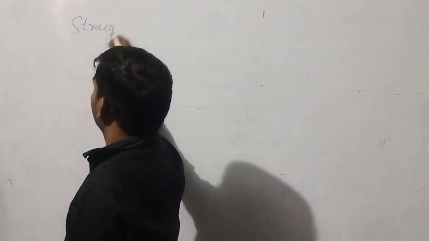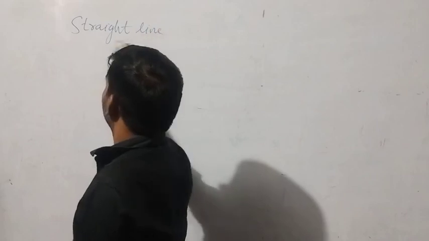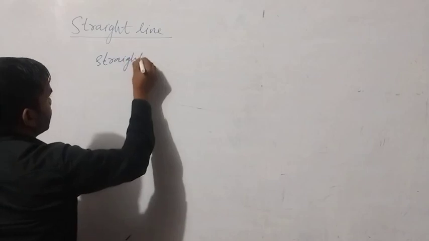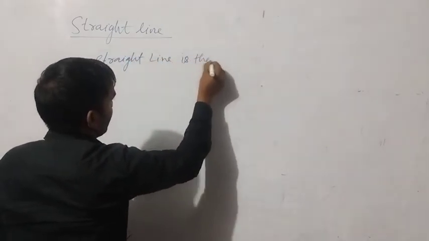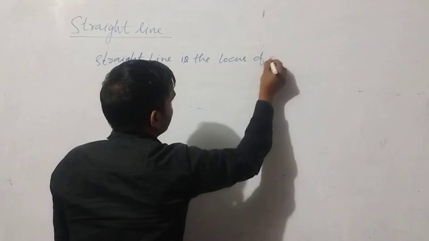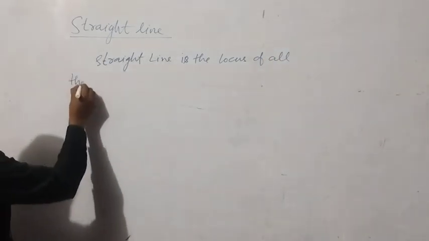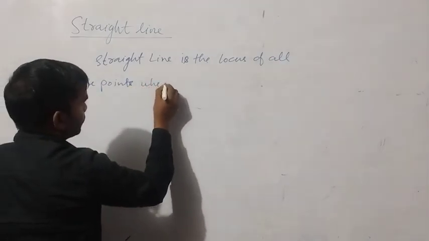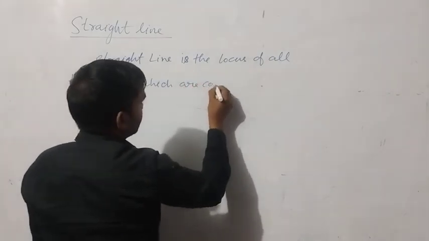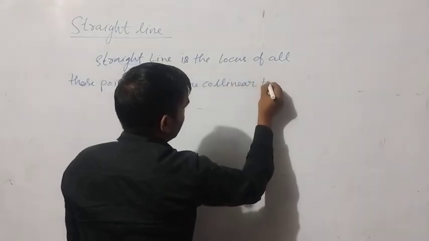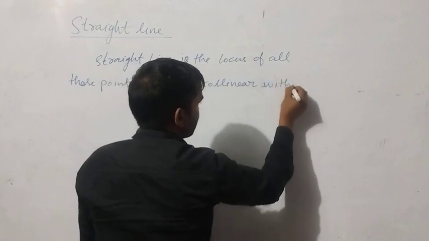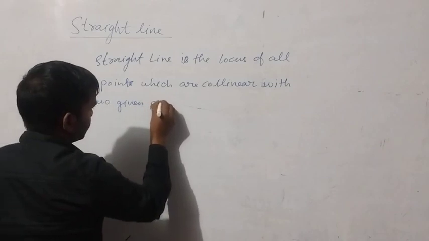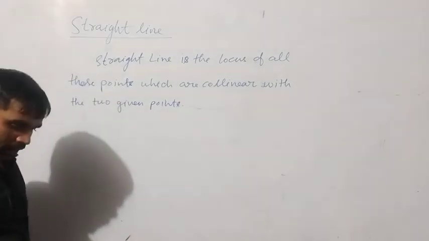So what is a straight line? A straight line is the locus of all those points which are collinear with the two given points. Okay, so this is the definition.